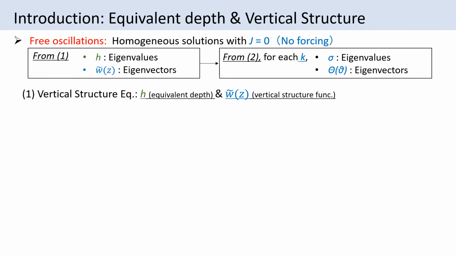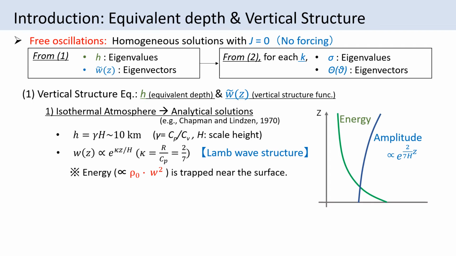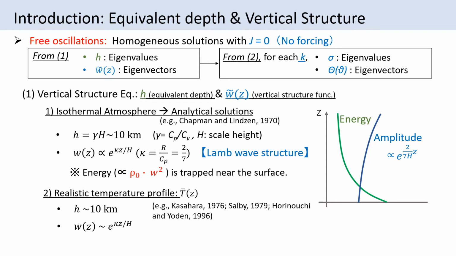First, for the vertical structure equation, for the isothermal atmosphere, it is known that we can get analytical solutions. In this case, h is almost 10 km, and the vertical structure has a so-called Lamb wave structure, whose energy is trapped near the surface. And this is almost true for realistic temperature profile cases.